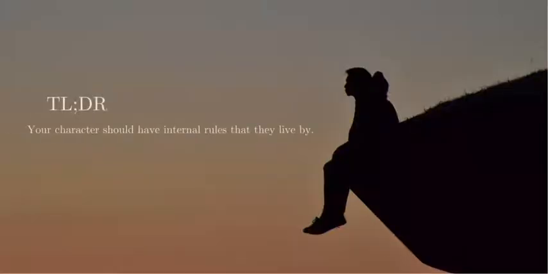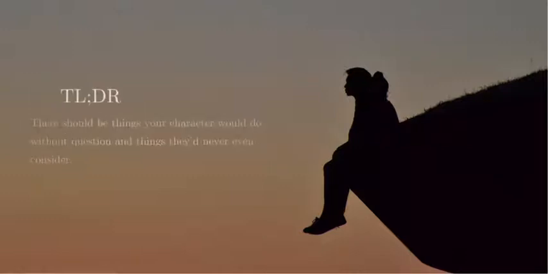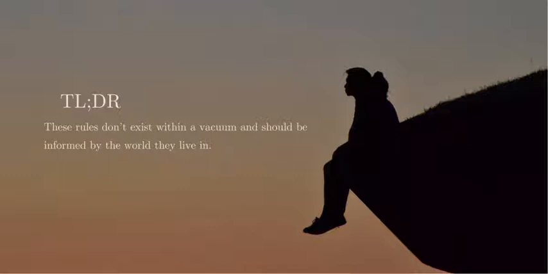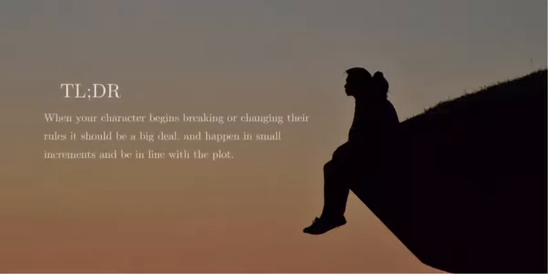TLDR, your character should have internal rules that they live by. There should be things your character would do without question, and things they'd never even consider. These rules don't exist within a vacuum, and should be informed by the world they live in. When your character begins breaking or changing their rules, it should be a big deal and happen in small increments, and be in line with the plot.